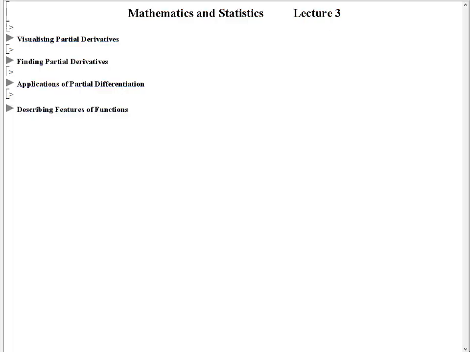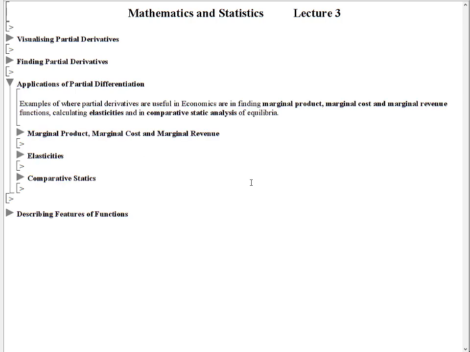Hello and welcome to part 5 of Dev Maths and Stats Refresher Course Lecture 3, where we move on to some applications of partial differentiation in this section. So in economics, for example, we might find the marginal product, the marginal cost, marginal revenue, elasticities, comparative static analysis of equilibria, and so on.